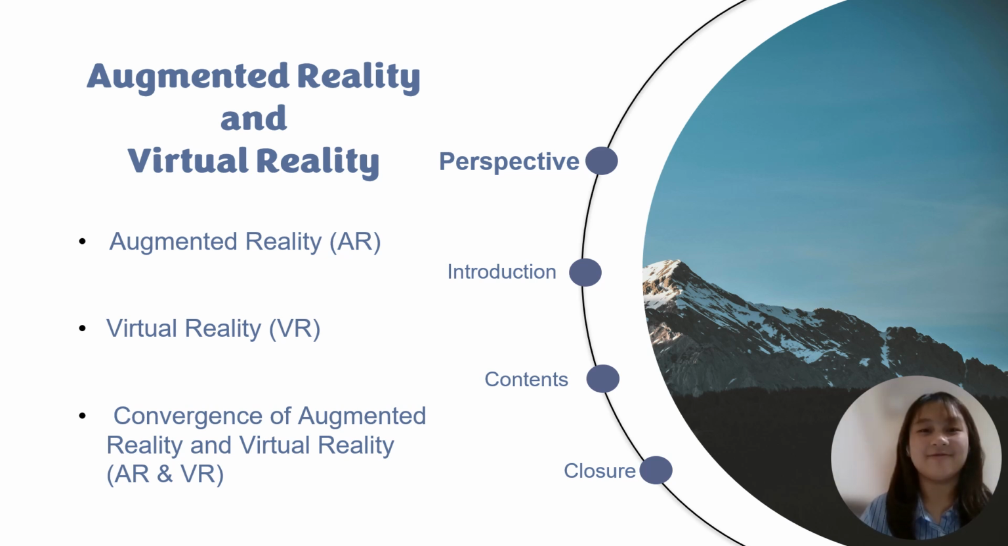Augmented reality and virtual reality. We have divided into 4 parts, which are the perspective, introduction, contents, and closure. In perspective, we have divided into 3 parts as well, which are about augmented reality, virtual reality, and the convergence of augmented reality and virtual reality, which is known as mixed reality.